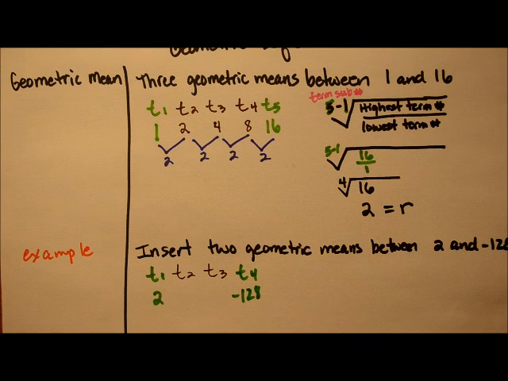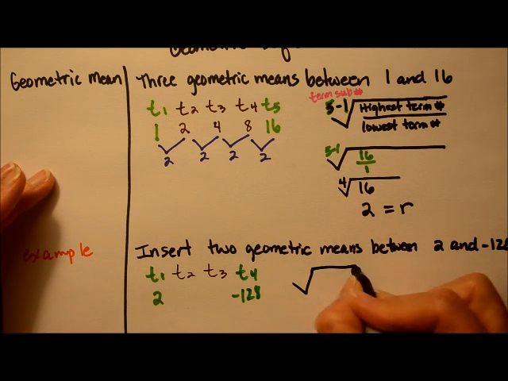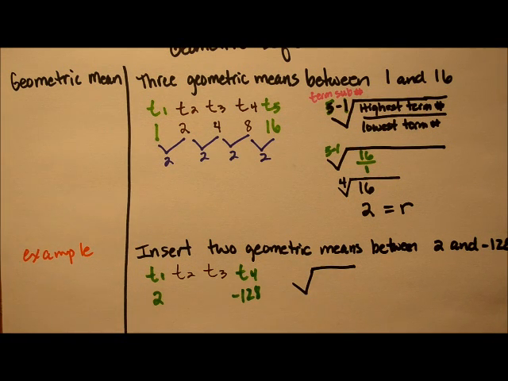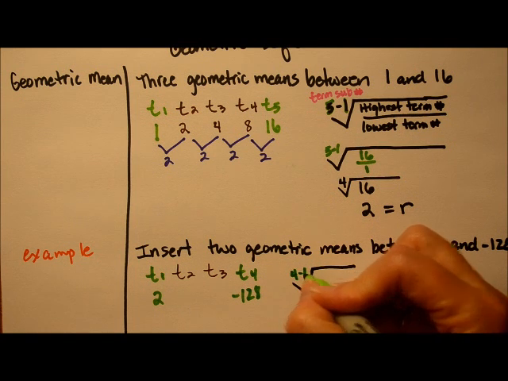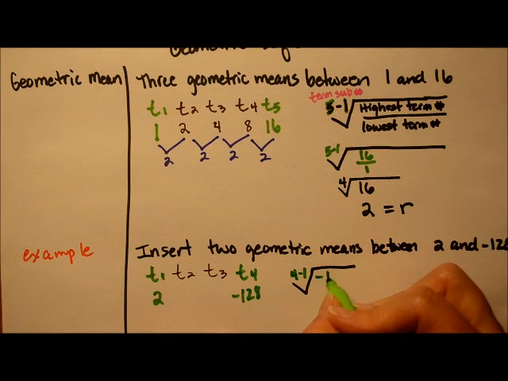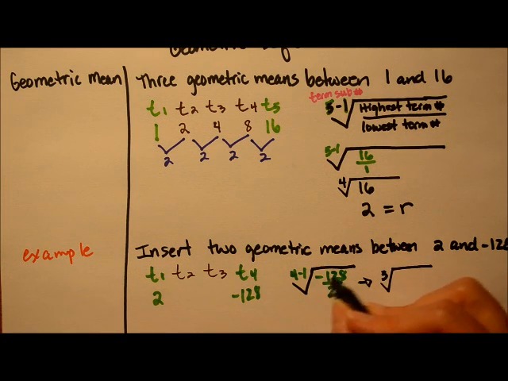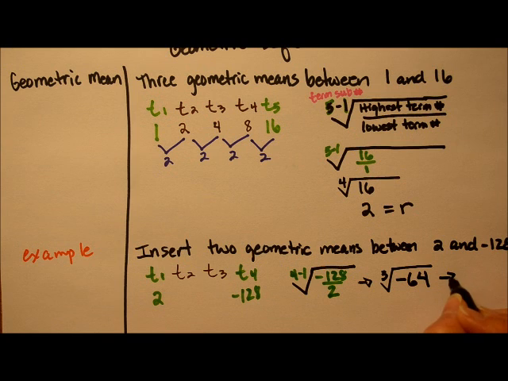Okay, so I'm going to take my radical sign. I won't make it quite so large this time. I have 4 minus 1, and I have negative 128 over 2. 4 minus 1 is 3. Negative 128 divided by 2 is negative 64. The third root of negative 64 is negative 4, and you know how to do that already, at least you should. Alright? So it's negative 4.